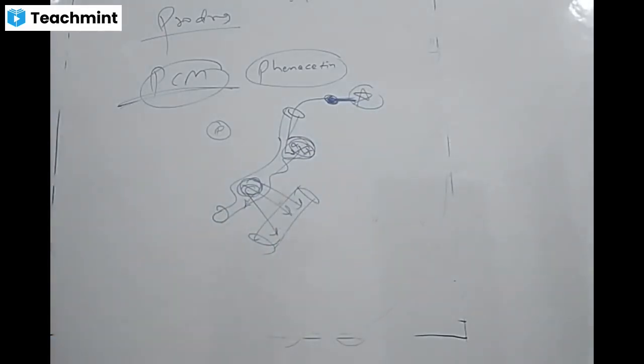So the prodrug concept means it is an inactive form of the drug which becomes active. It may be inside the GIT or maybe inside the liver.